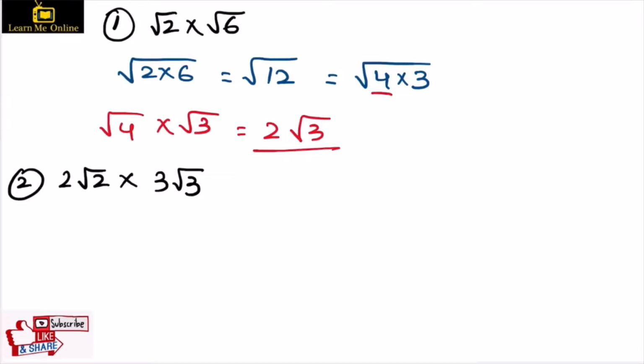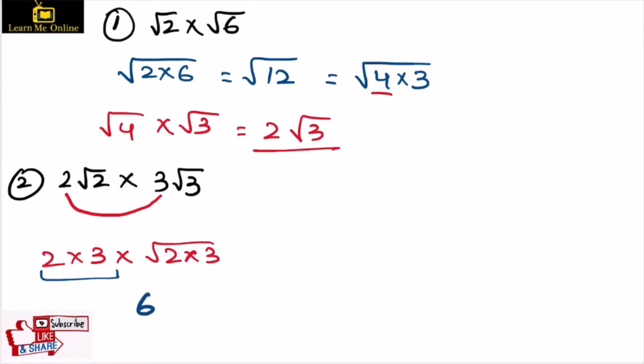Now look at the next example. We have 2 root 2 times 3 root 3. We have numbers written inside the square root as well as numbers written outside the square root. I'm going to begin with the multiplication of the numbers written outside the square root, so I'm going to multiply these two numbers together. Now I'm going to multiply the two numbers written inside the square roots together, which is 2 times 3. We do the simplification step now. The outside numbers, 2 times 3, make 6. And the numbers inside the square root, when they multiply together, give 6 as well.